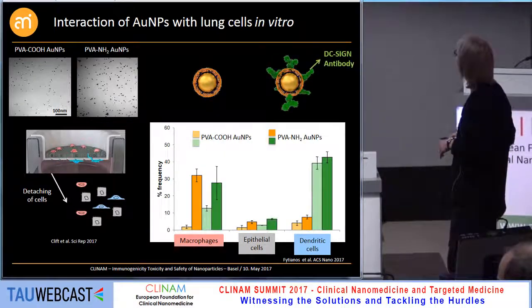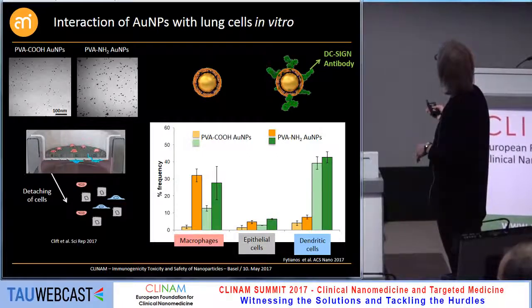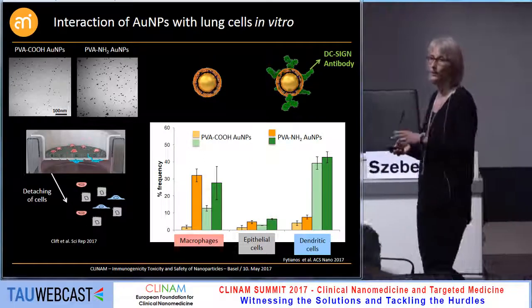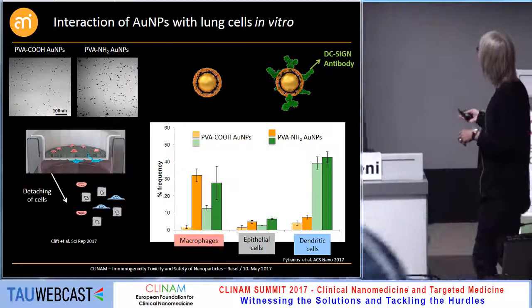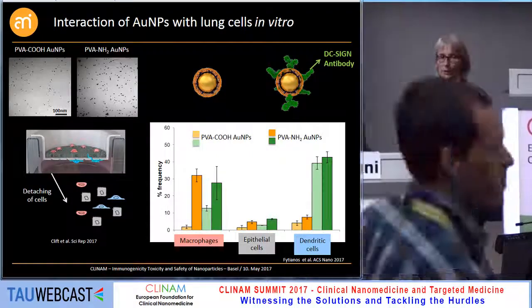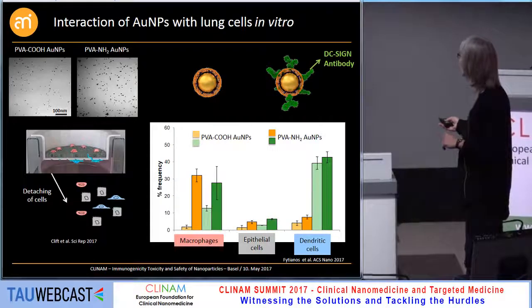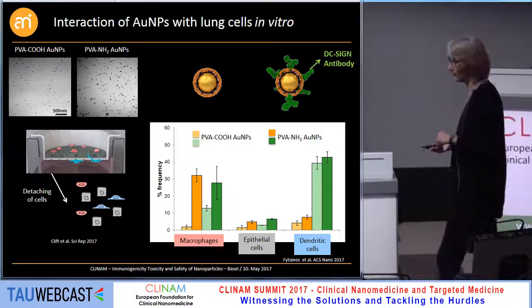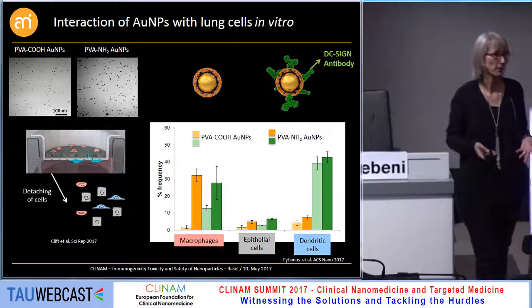And we have done this by attaching covalently an antibody to the surface of the polymer. This is a DC-SIGN antibody, which has a respective receptor on the dendritic cells. And you see here the quantification clearly showed that we could reverse the targeting, so the targeting was much more pronounced for the dendritic cells in comparison to macrophages and still epithelial cells, which had a minority of particles inside.